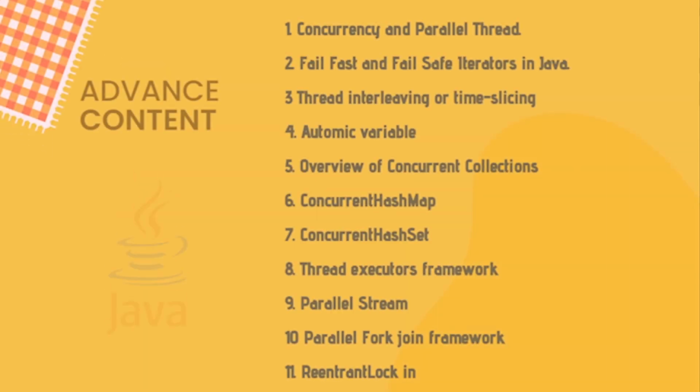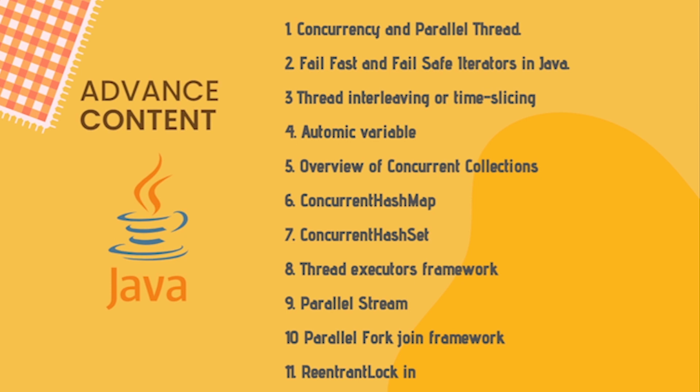In our advanced content, we will discuss concurrency and parallel thread, fail fast and fail safe iterator in Java, thread interleaving or time slicing, atomic variable, overview of concurrent collection, concurrent hash map, concurrent hash set, thread execution framework, parallel stream, parallel fork join framework, reentrant lock. So these are the advanced topics that we are going to cover in this series of tutorial.